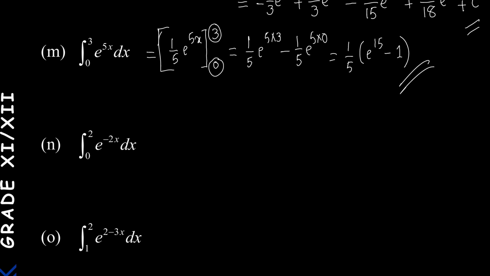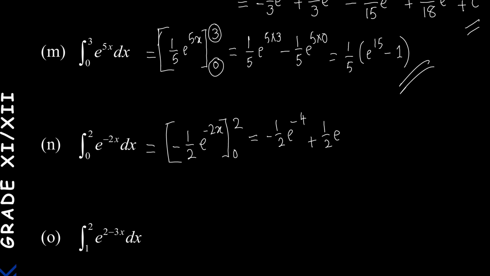Next question, almost the same. If I integrate it, it should be negative 1 by 2 e to the power negative 2x, and our limit is given here 2 and 0. Then let's put our limit. It gives us negative half e to the power 2 into negative 2, negative 4 you can write, then minus minus plus half e to the power 0.